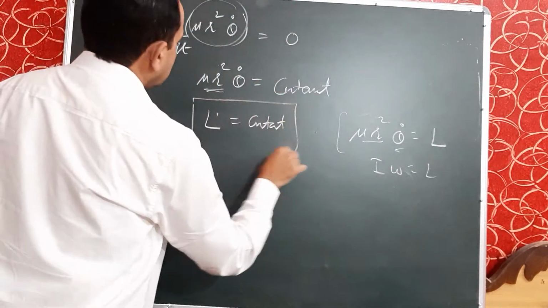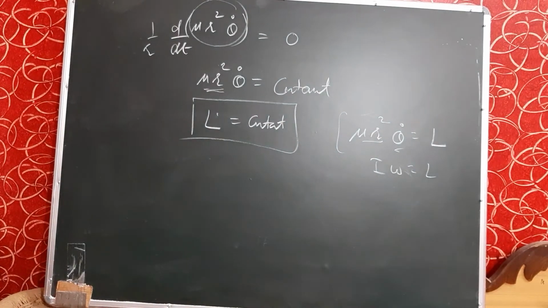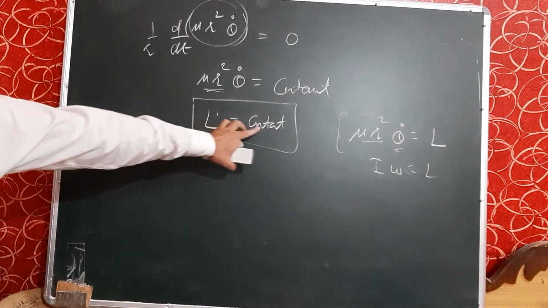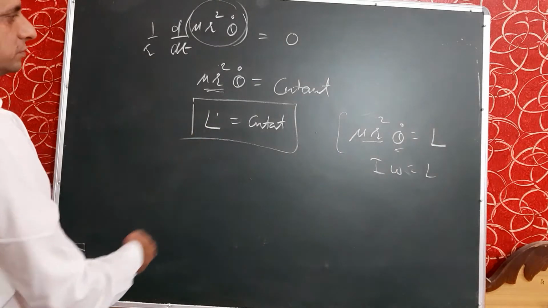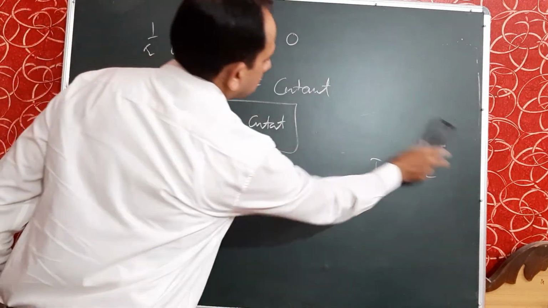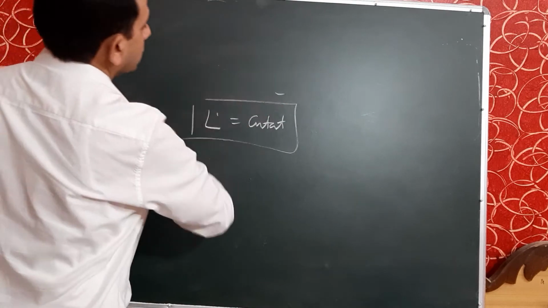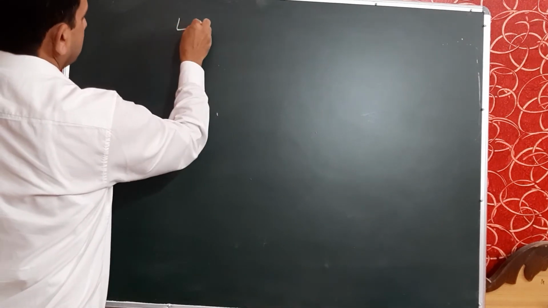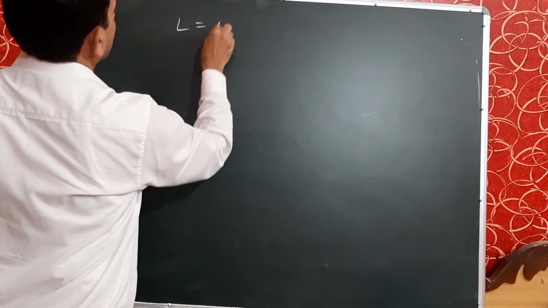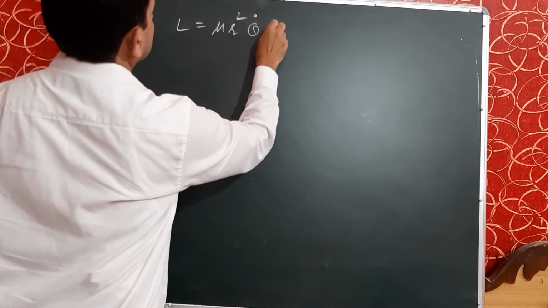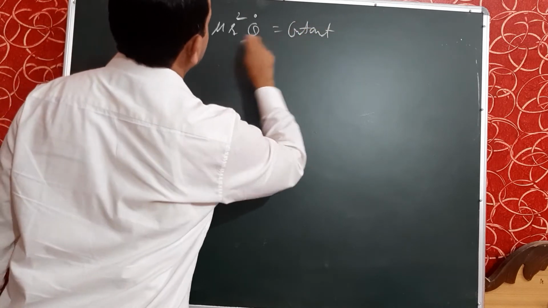From equation number 5, it is clear that the angular momentum of a particle moving under an inverse square force is always constant. So this is the main result, that is, conservation of angular momentum holds when the particle is moving under a central force or inverse square force. We have obtained the result L is equal to mu r square into theta dot, which is constant.